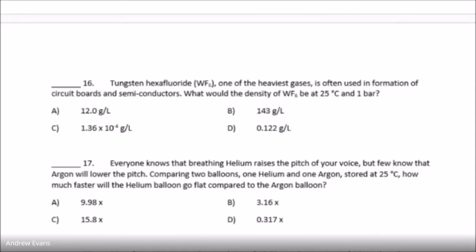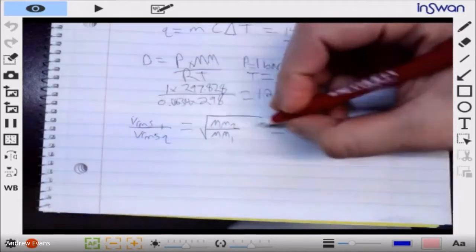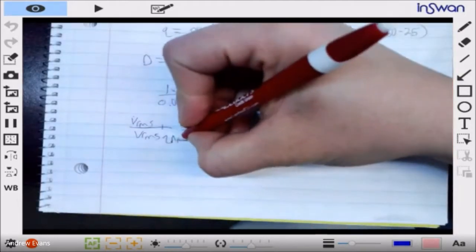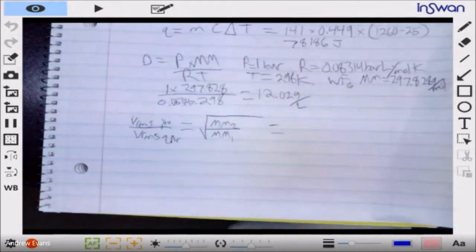Molar mass of the second one divided by the molar mass of the first one, and square it. So argon on bottom, helium on top. You have to look up the molar mass of argon. Not too tricky. The hard part is to remember to square root it, not square it.